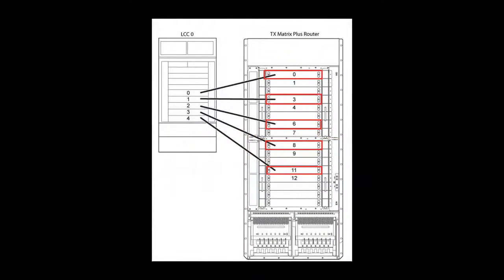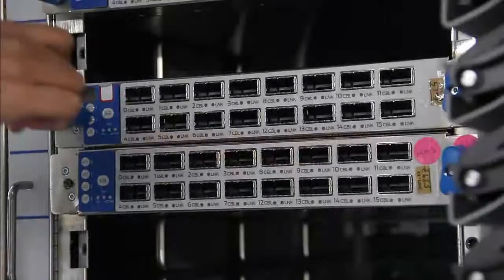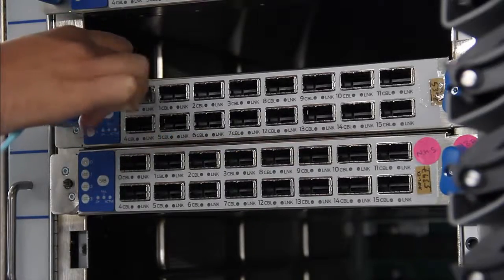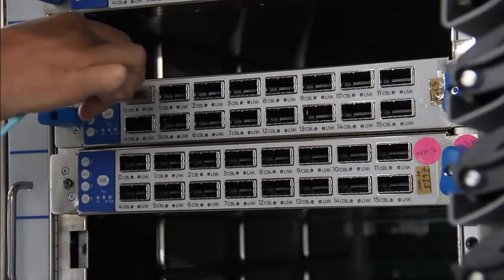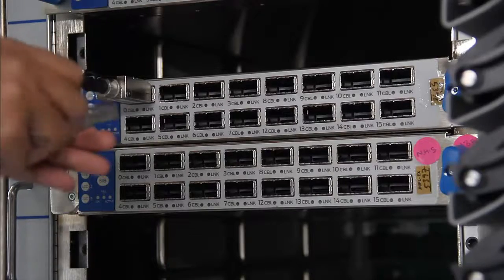All the SIBs in T1600 LCC 0, LCC 1, LCC 2, and LCC 3 connect to the F13 3D SIBs in slots 0, 3, 6, 8, and 11. The SIBs in a T1600 LCC 0 connect to the ports 0, 2, 4, and 6 on the F13 3D SIB.